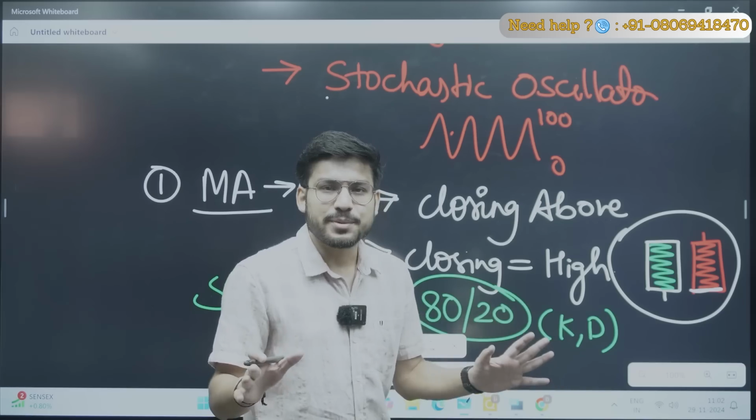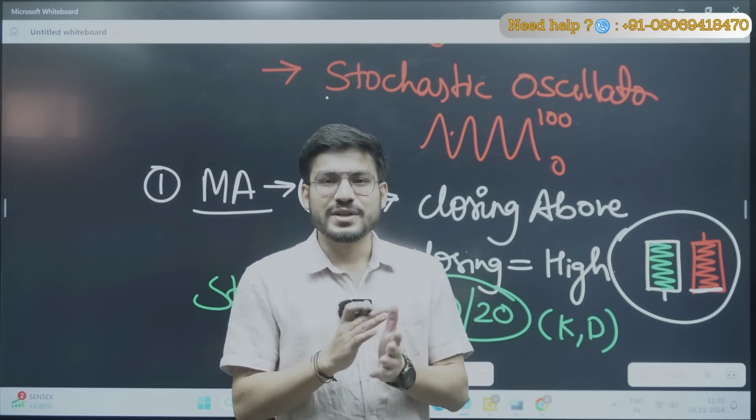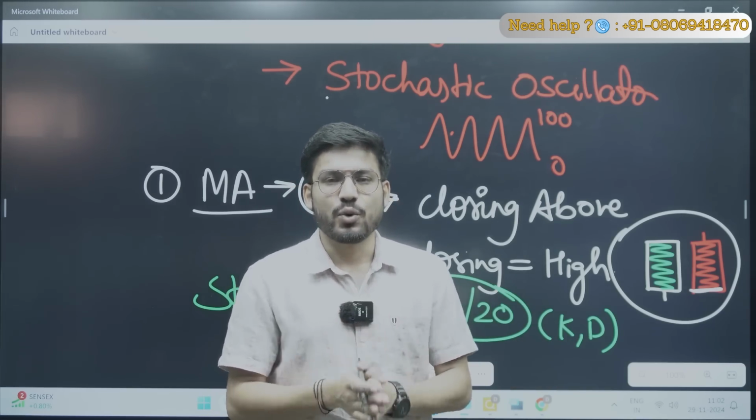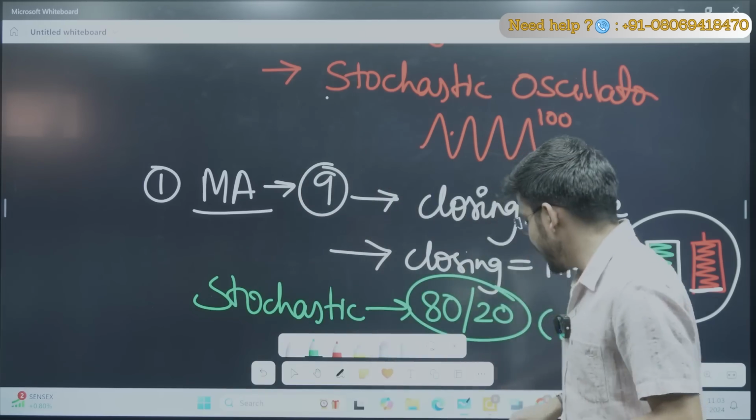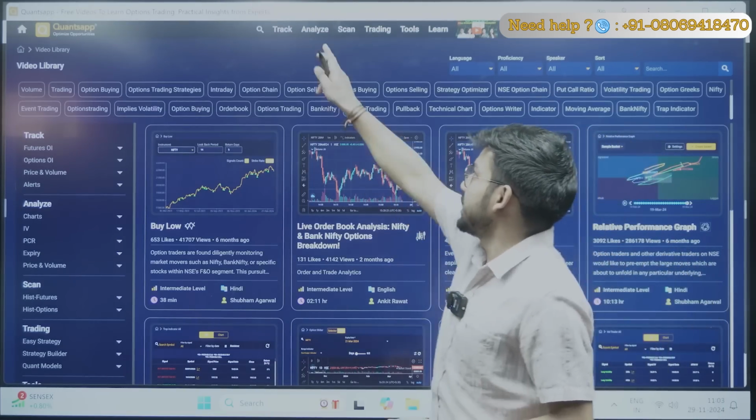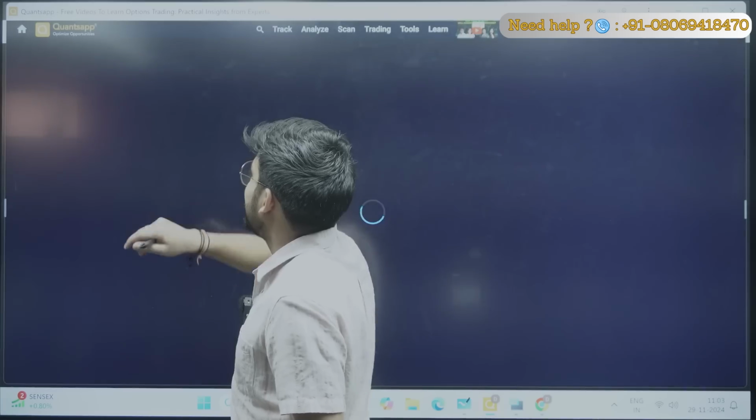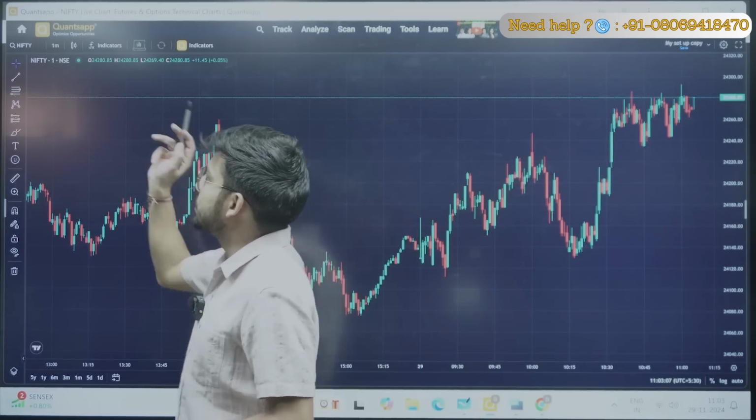Right, I hope the concept is clear. Let's make it more clear with certain examples. So for that, I'm directly going into the Quantsapp application. Okay, in the Quantsapp application, I'm opening the chart here. Now in the chart, as you can see, currently I'm using the example of Nifty.